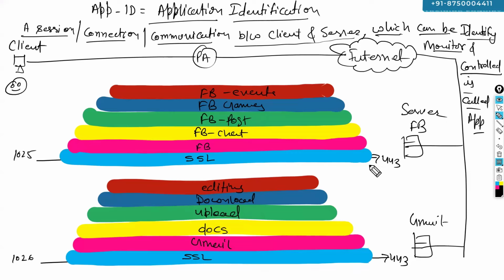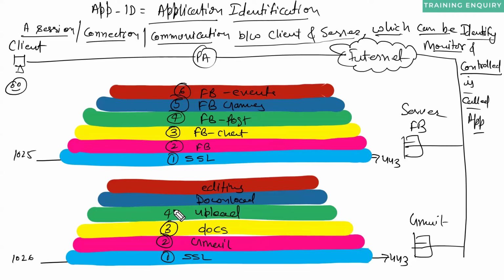So Palo Alto Firewall has the capability, when a client wants to communicate with a server, and in that connection, to see how many sessions are being established in the same connection. It can identify this is SSL, this is Facebook chat, this is post, this is games, or this is event. Same here, till here it is SSL, but now this is Gmail, this is Google Docs, this is Google Docs upload, this is Google Docs download, and this is Google Docs editing session or connection.